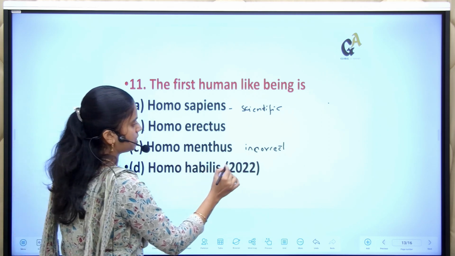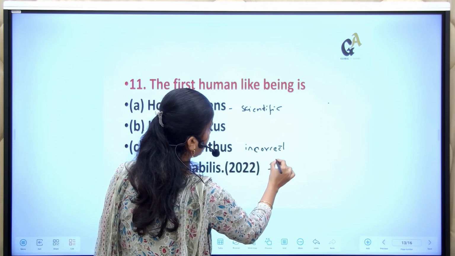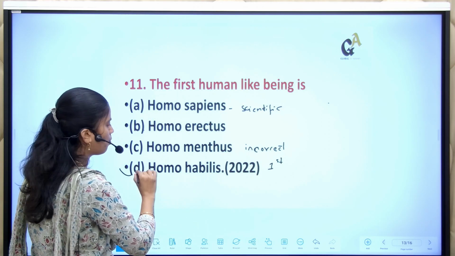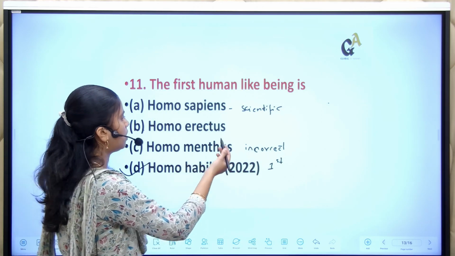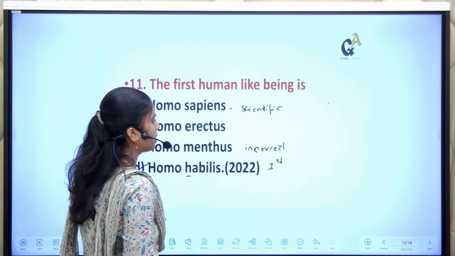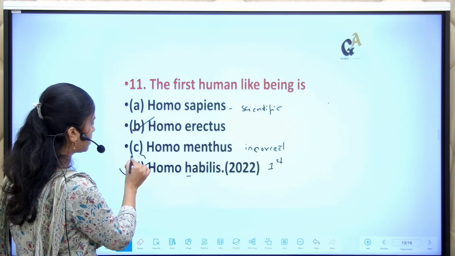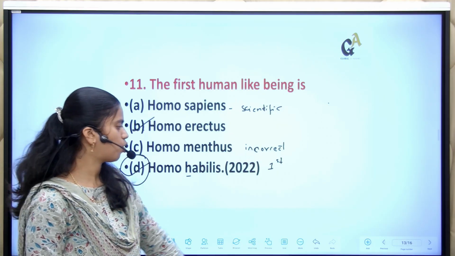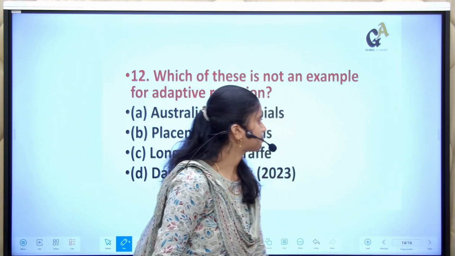Homo habilis is the first human-like being that was formed. Later on, after Homo habilis, Homo erectus developed. So our answer will be option D, that is Homo habilis.